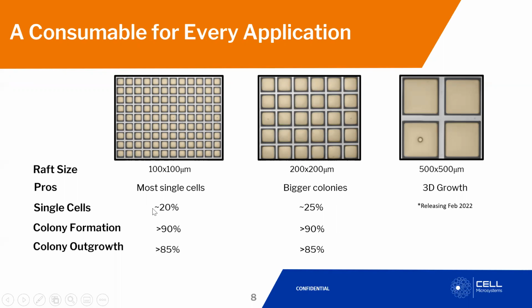In terms of performance, the 100 and 200 arrays perform pretty much the same. We typically expect around 20 to 30% of the cells that we see to attach as single cells. But fortunately, because of that improved viability, almost all of the cells that we see attaching as singles will ultimately form a colony on the array. Once we isolate those formed colonies, we expect outgrowth of your typical cell line to be greater than 85%, so the majority of what you isolate will grow into a viable colony at the end of your experiment.